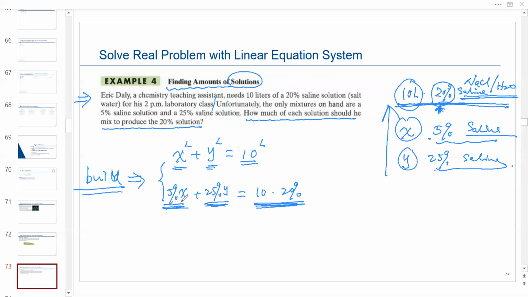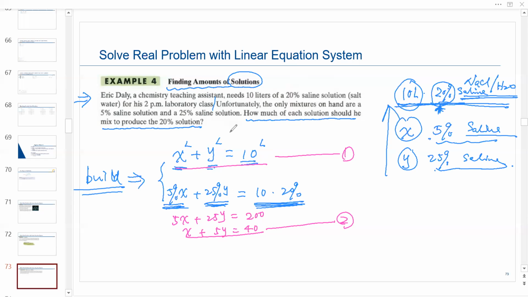So this part, we can times 100, right? So it becomes 5X plus 25Y equals 200, not 2000. All right, so we can divide by 5 first. Divide by 5, so here it becomes X, here it becomes 5Y, here it becomes 40, right? So here is equation 1, here is equation 2. We can subtract these equations, right?